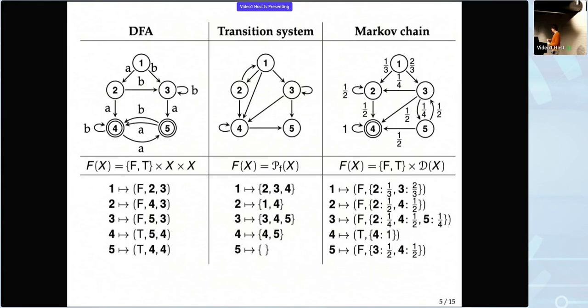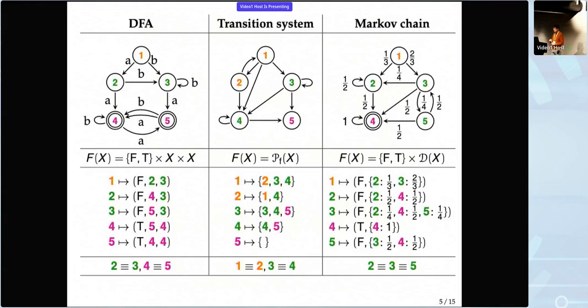Similarly, for the transition system, we attach a set to each state. And it's important that it's a set and not a multiset. So if you did a multiset, you would also get an automaton, but you would get a different equivalence on the states. And on the right, you see a Markov chain. And there we have a probability distribution over the outgoing edges. And that then gives us this behavior that if you merge states, then you add up the probability.